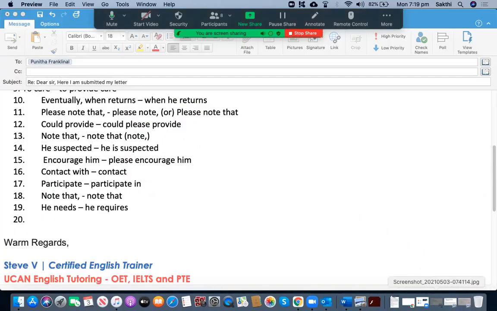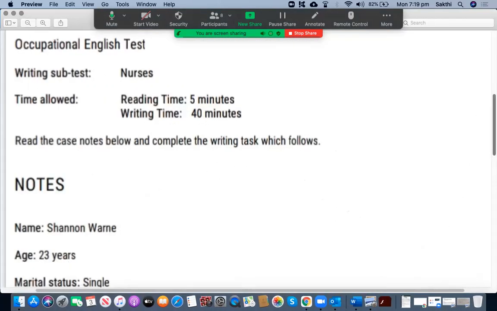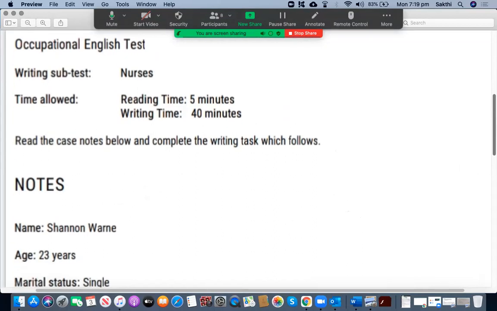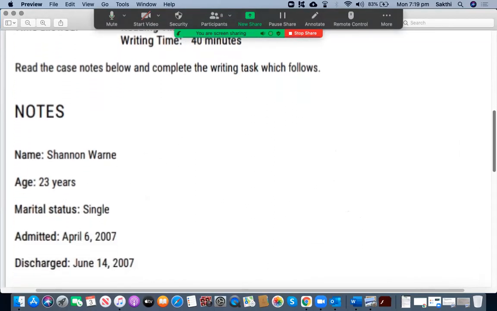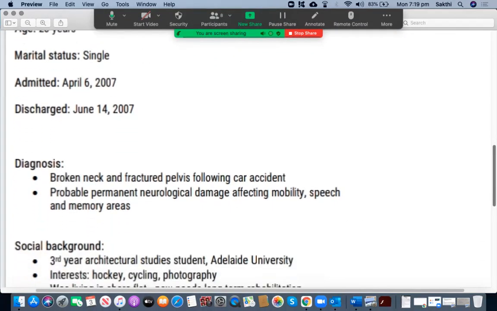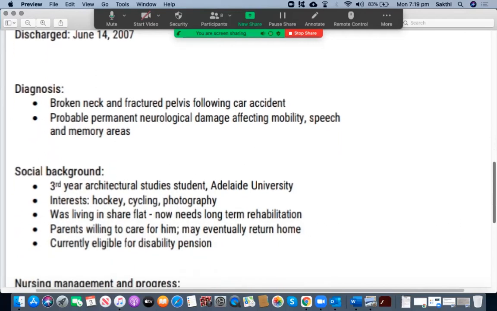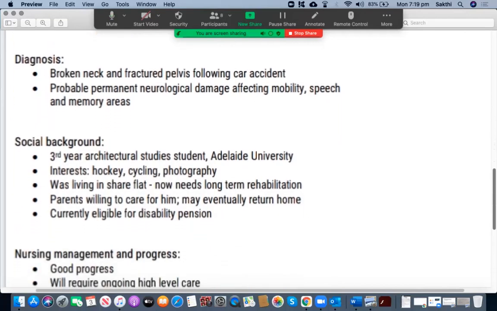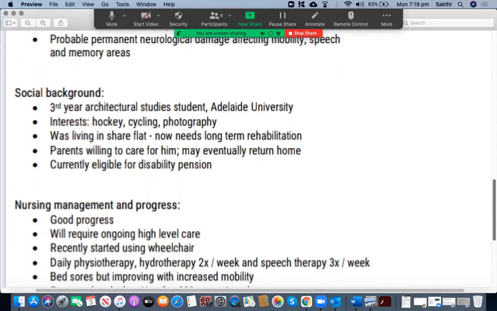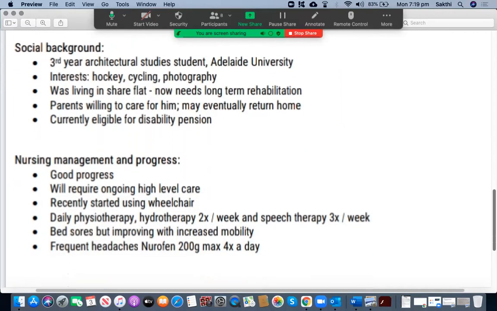So firstly, what I would like to do is go through the case notes and see if you have included all the relevant case notes. Nurses reading, 5 minutes, 40 minutes. That's all right. Shannon Warne. That's okay. At least a single. That's fine. Discharged. Broken neck and fractured. That's a diagnosis. Probably okay. The mobility, speech and memory areas. Try not to repeat the same words, please.